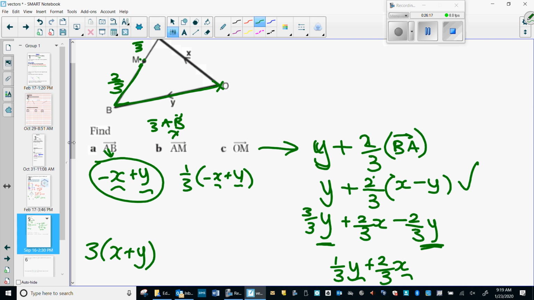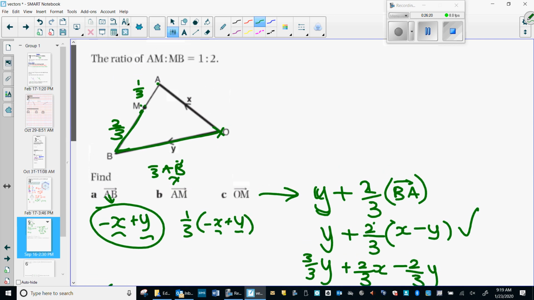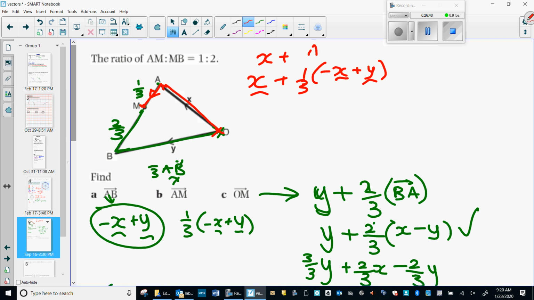Right, I promised I'd go the other direction because that's what people wanted to do. So if we want to go from O to M, here we're going to go this way. That's going to be X, and then plus a third of. Oh no, we already did A to M. So that was X plus A to M, which we worked out earlier.